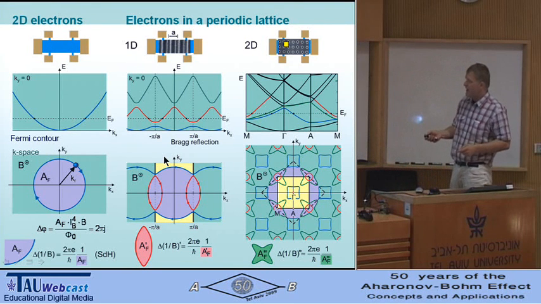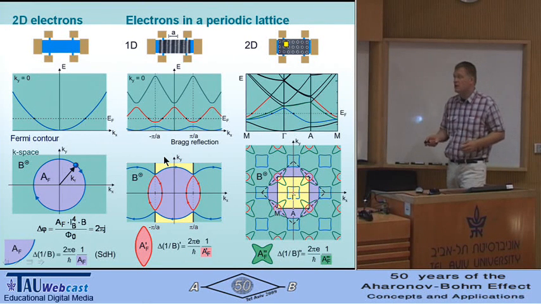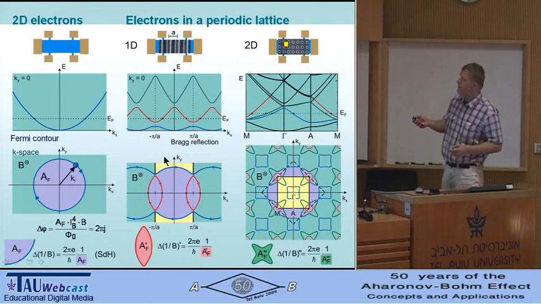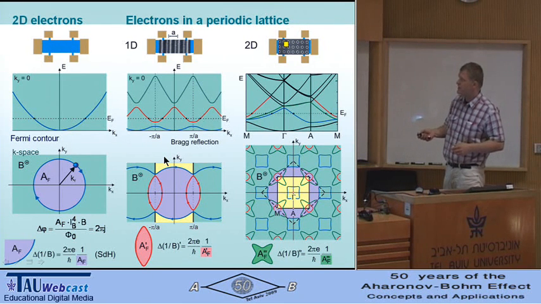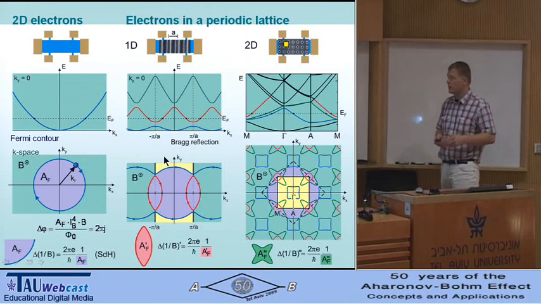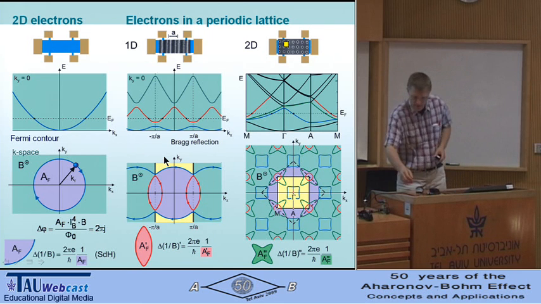You can do this then again for 2D, and there it just becomes more rich. You essentially have a number of different closed orbits that may form. And of course, I should point out that the shape of these orbits depends very critically on where the Fermi energy is. So as you change the density, the shape of these closed orbits that form in k space at the Fermi energy will change with density.